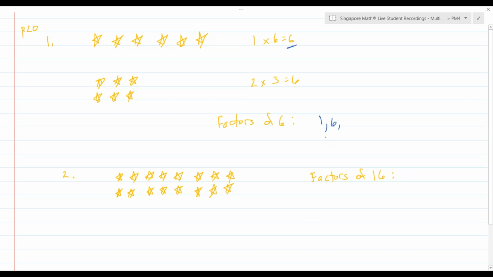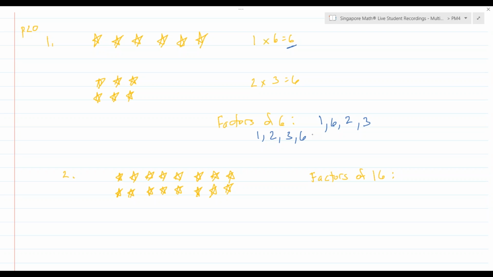Then we take the shells and we divide them in a different way. We put them in 2 groups of 3 to show that 2 times 3 is 6. So 2 is a factor and 3 is a factor. The factors of 6 include 1, 6, 2, and 3. Normally, of course, we would rewrite that and call it 1, 2, 3, 6, just because it's smallest to greatest.